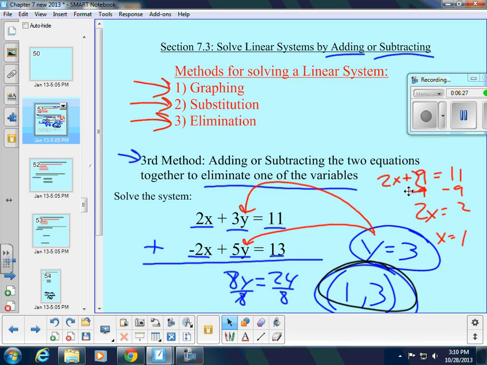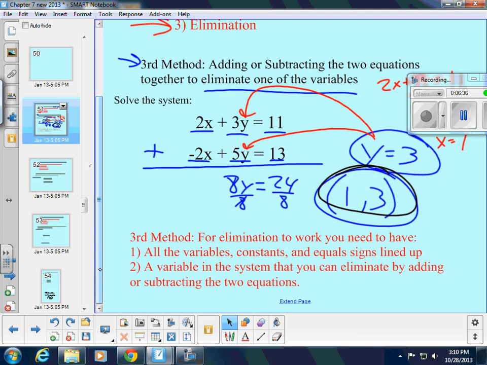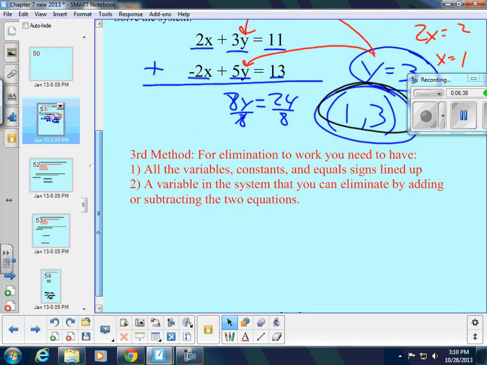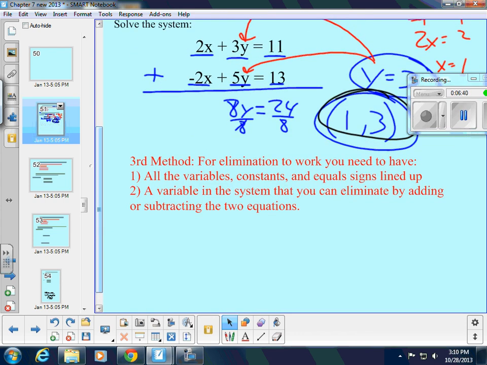So for this method, elimination, you've noticed that I had a nice one set up for us to eliminate for a first example. But there are some keys that you need to follow if you're going to use elimination. Here are the ones I'd like you to copy down if you're taking notes along with me. This is the third method we've learned. For elimination to work, here's what you need to have. These things have to be intact for us to use elimination.